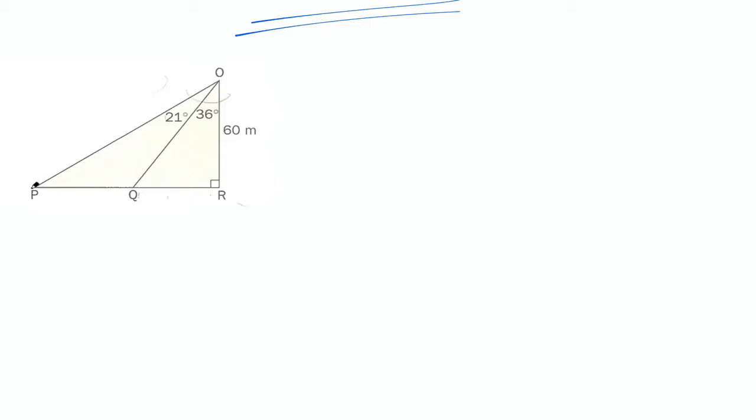So we want to find PQ here. What we can do is find PR and then find QR, and then subtract the long one from the small one to get PQ.